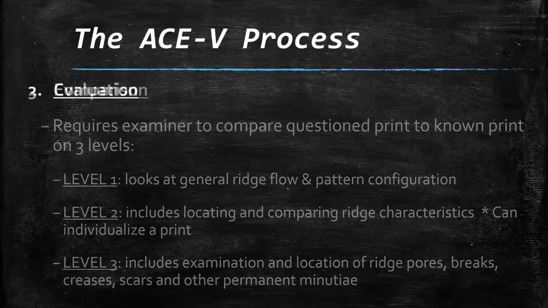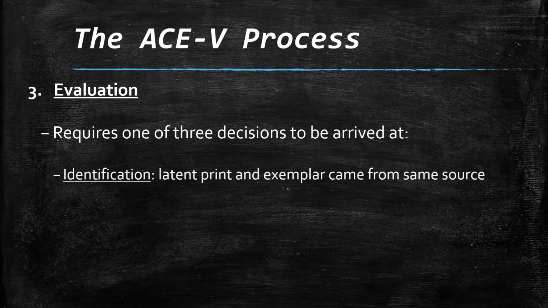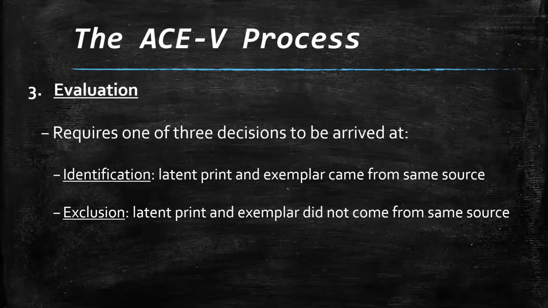So after comparison, it goes on to the evaluation stage, and there's 3 possible decisions. So they're going to compare this print that they've just examined to a known person's. 3 options, 3 results. The first result could be identification. The print you've been looking at is the exact same print as the person you're looking at. So there's a direct match. It is identified as coming from this source. The second option is exclusion, where you can say, no, this print does not match this person. It did not come from that source.